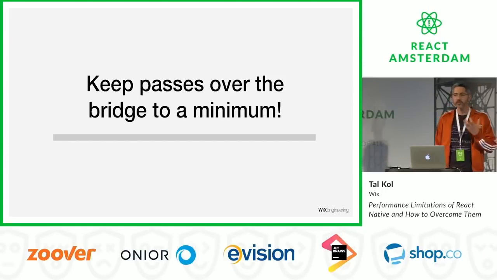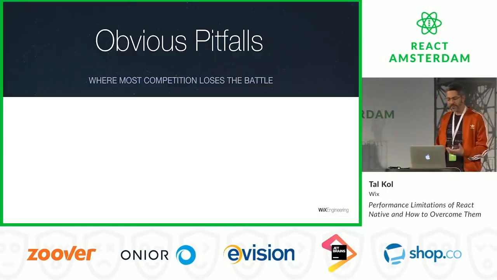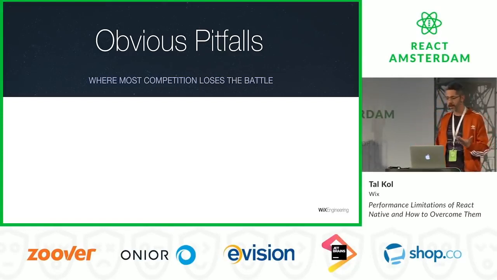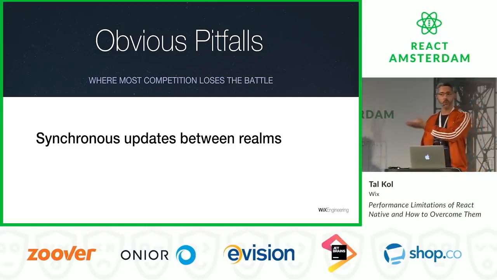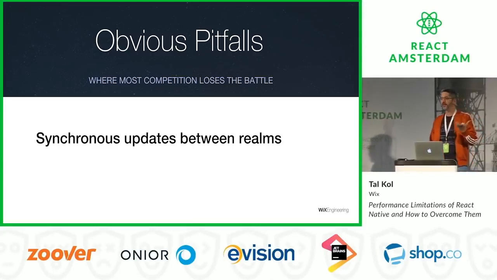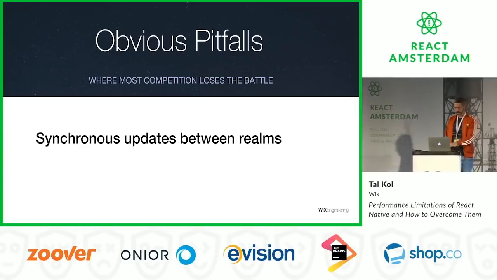Okay, so take away this and always think about what is going over your bridge. So let's talk about the obvious pitfalls, where most of the competition that we talked about since 2009 lost the battle. And the main performance pitfall is having synchronous updates between realms. What are synchronous updates? Imagine that the JavaScript thread is trying to change something in native, then the JavaScript thread would be stuck until the native thread would handle it, and then it would continue. And you understand that making the entire system stuck until the whole process completes is a performance pitfall.